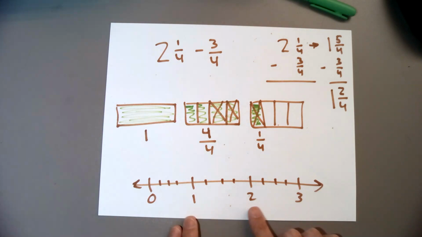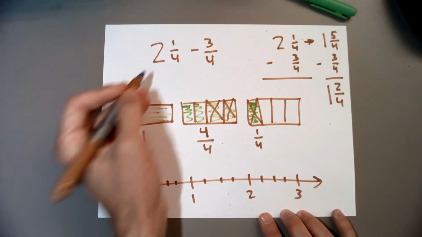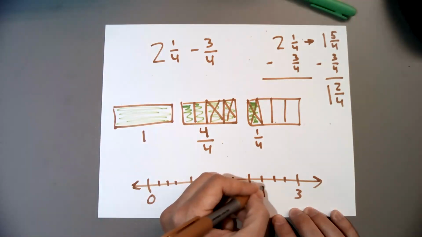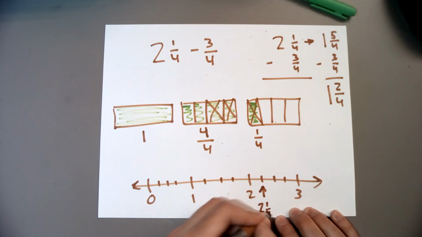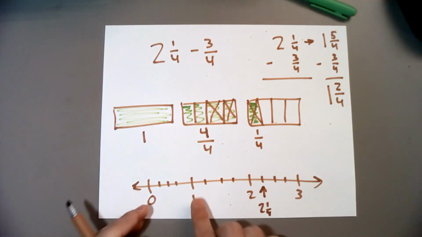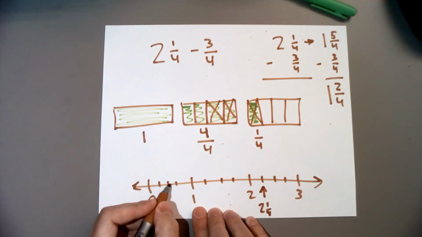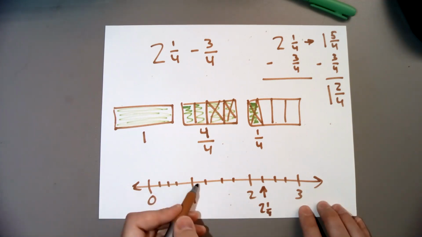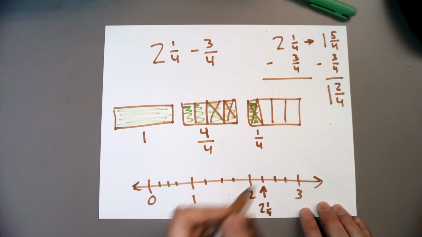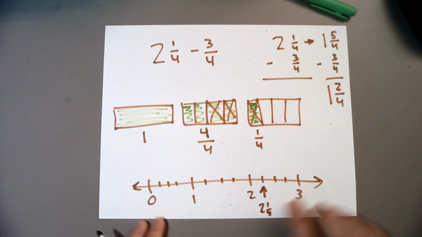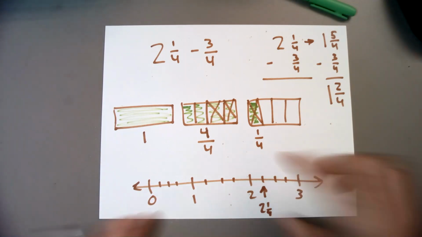Well, let me show you this on a number line as well so you can picture it another way. 2 1/4 would be right here on the number line because within each whole I've split the number line into 1, 2, 3, 4 sections. So each tick mark is 1/4.